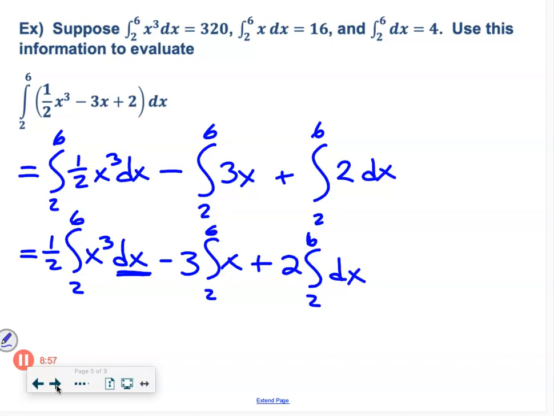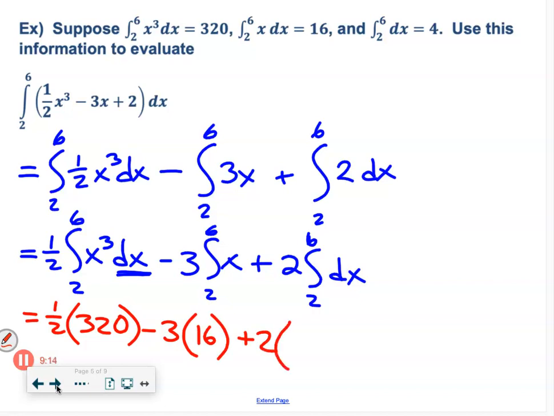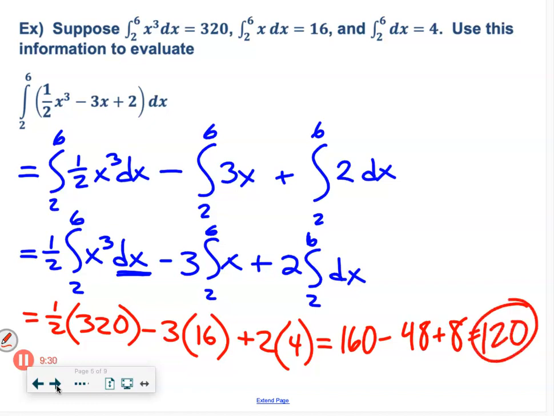All right, so now we just use what we're given, right? The integral from 2 to 6 of x cubed, we were told, is 320. The integral from 2 to 6 of x is 16. And the integral from 2 to 6 of 1 is 4. And then you just add them together. So you get 160 minus 48 plus 8. So you get a total of 120.